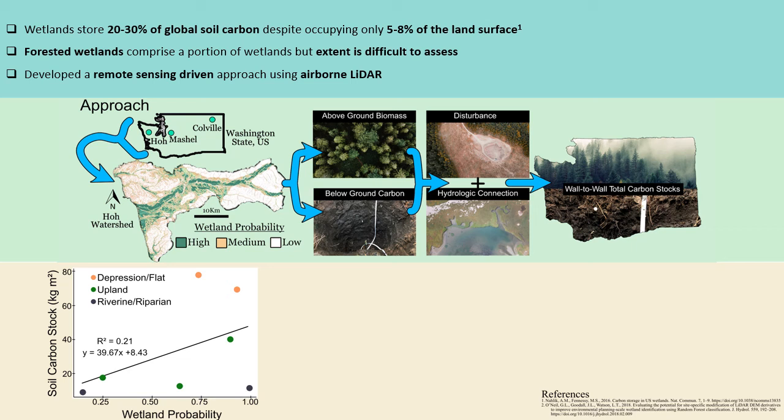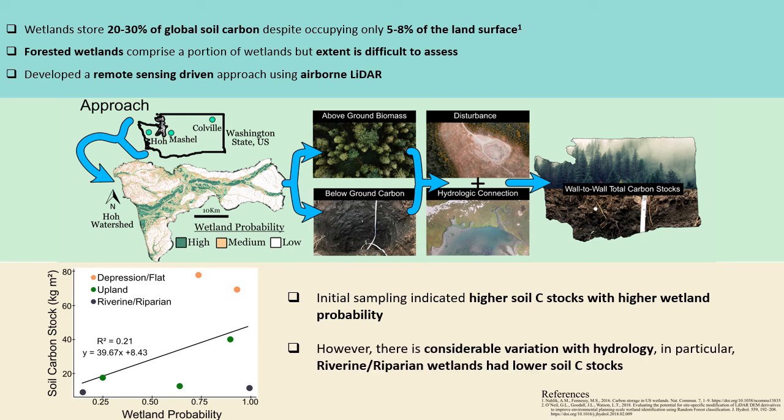So far, we have preliminary data that shows that our model modestly predicts soil carbon stocks from initial measurements. As expected, there is considerable variation with hydrology, especially in riparian and riverine wetlands, and we will work to better predict soil carbon stocks soon in our project.